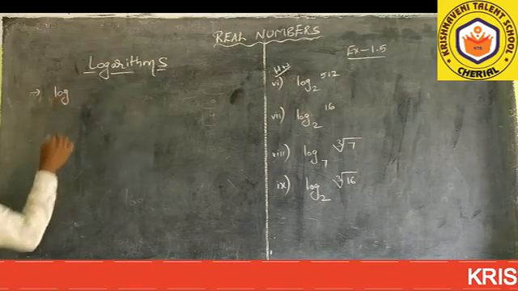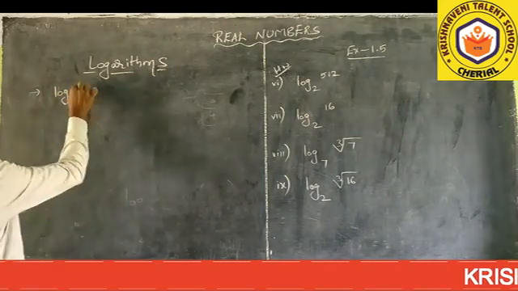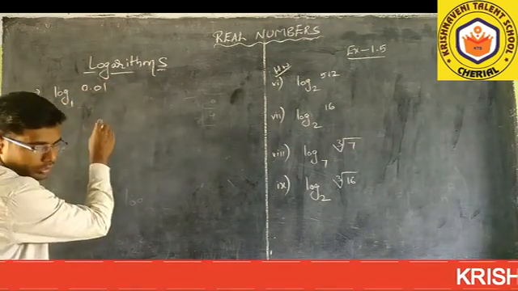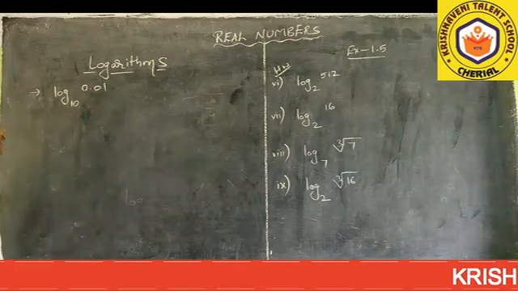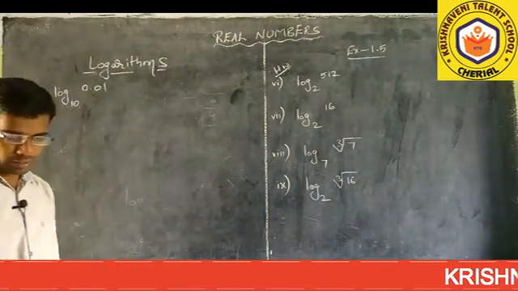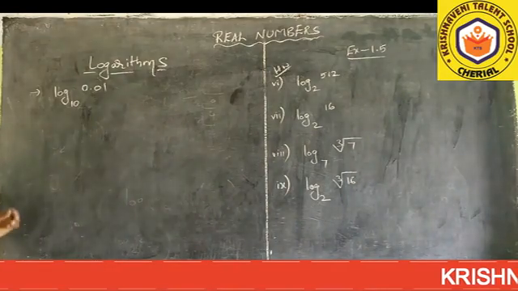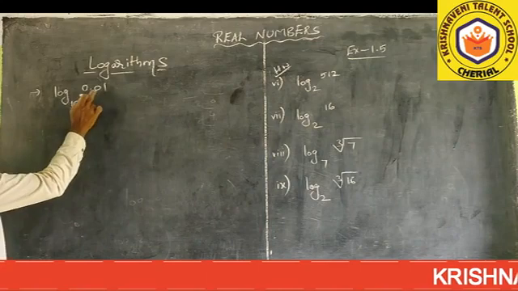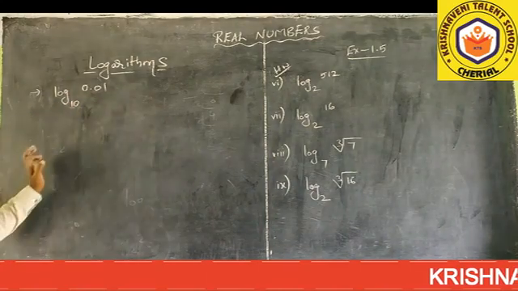Log 0.01 to the base 10. Now we have to find the value of log 0.01 to the base 10. If you observe properly, the base is 10 here, which means the number also you have to bring into the form of 10.